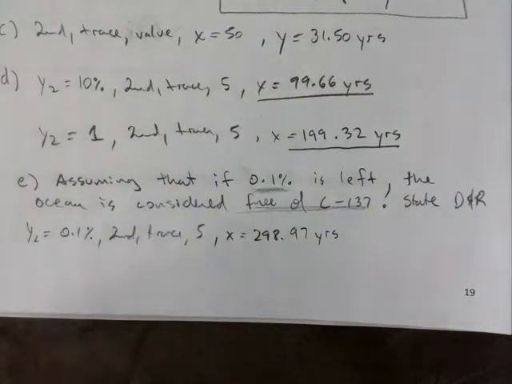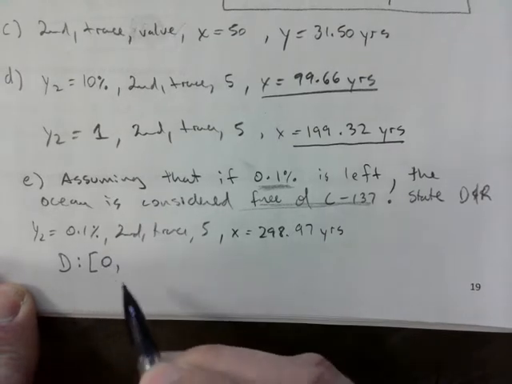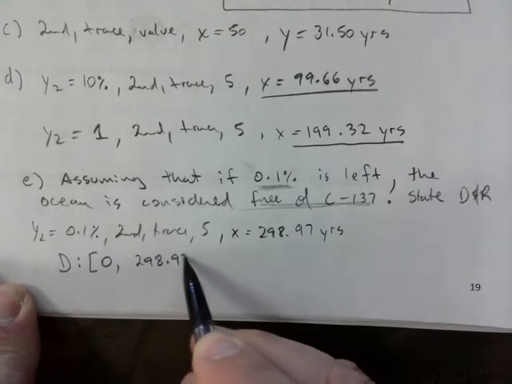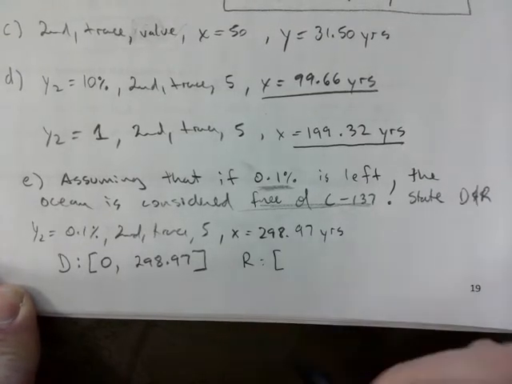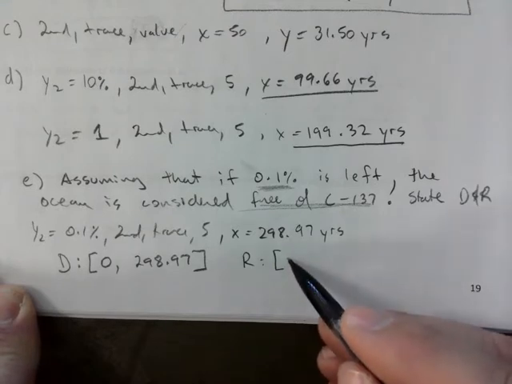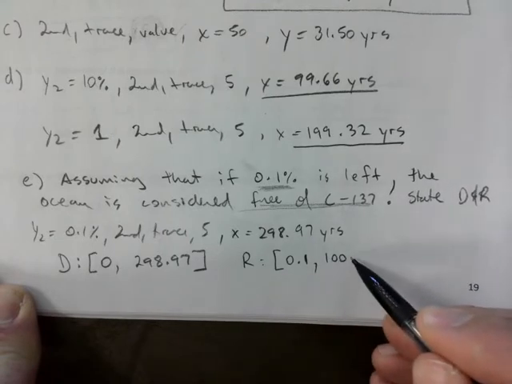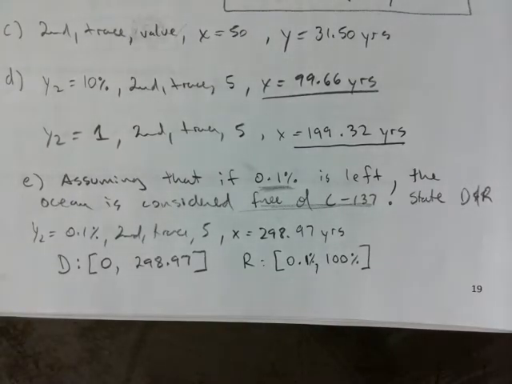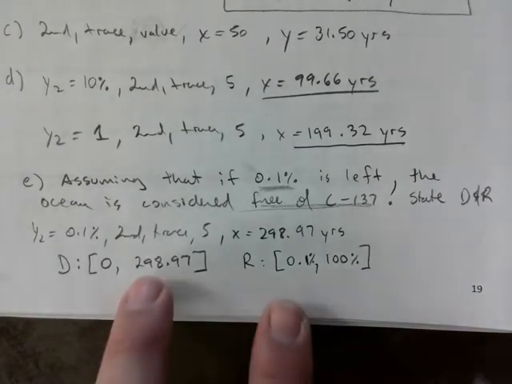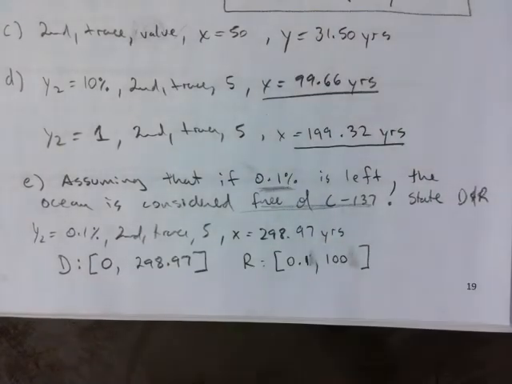Okay. So that means that my domain talks about years. It starts at year 0 and goes to 298.97. For the range, it gets almost to 0, but not quite. So 0.1 all the way to 100%, right? So we've got to go percent actually. No, we don't need percentages, sorry. You don't have units in there. We know that the range is percentage, so it's just 0.1 to 100.